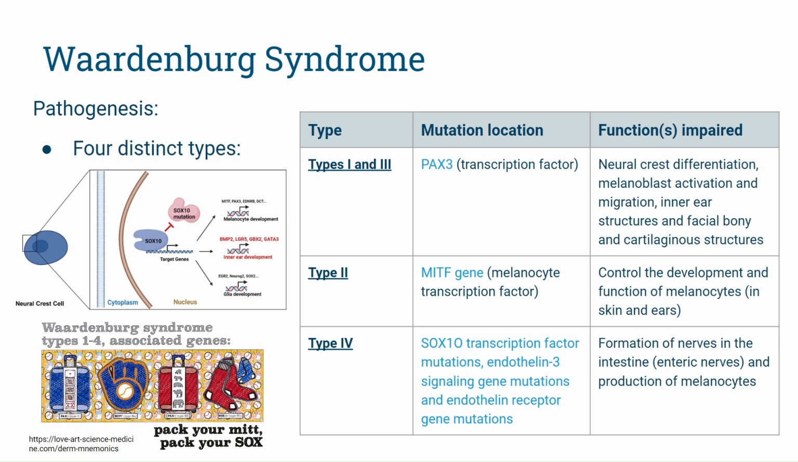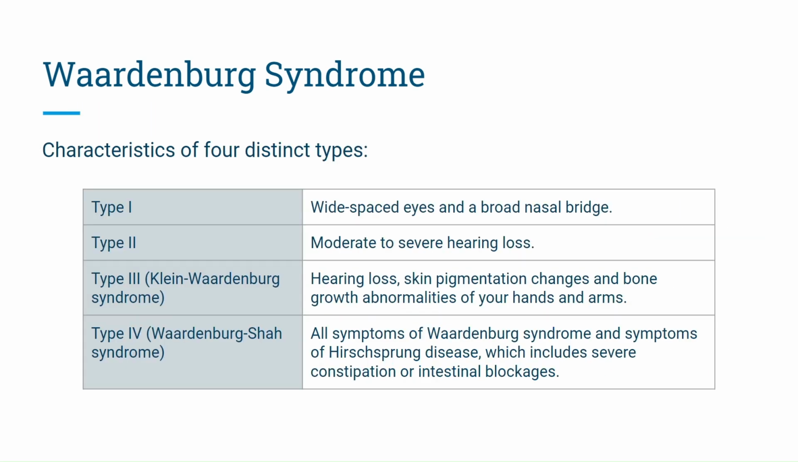And that associates with the relative functions that are impaired. Do note that SOX10 isn't the only sole mutation. You can also see endothelin 3 mutations or endothelin receptor gene mutations in type 4 disease as well. So why do we do that little cheer?